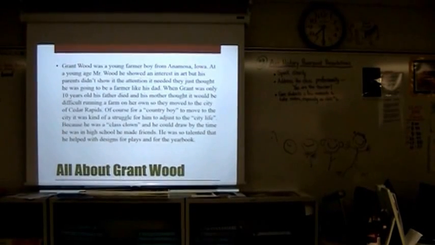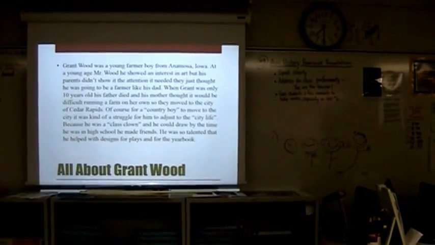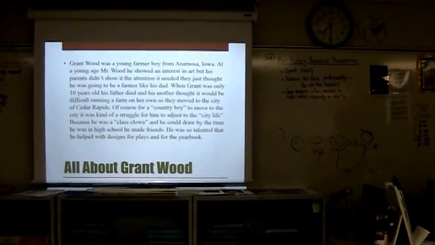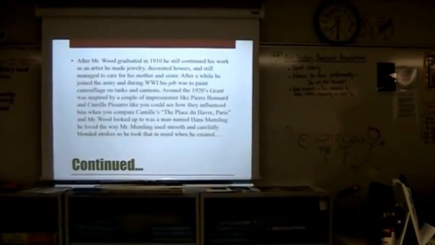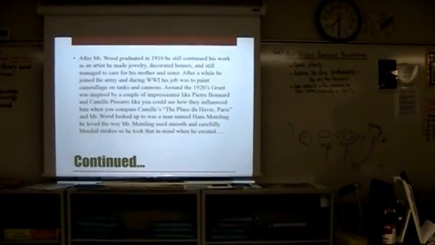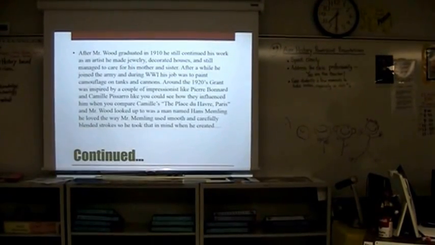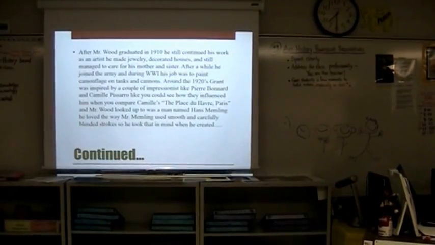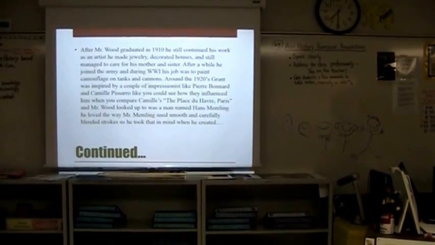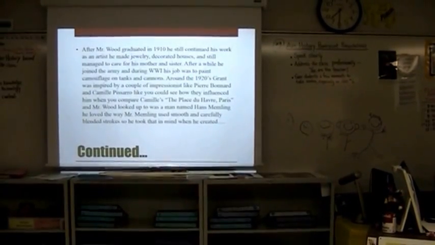He was a class clown and he could draw. By the time he was in high school, he had made a couple of friends. He was so talented that he helped with designs for plays and for the yearbook. Let's continue on talking about Grant Wood. After he graduated in 1910, he still continued his work as an artist. He made jewelry, decorated houses, and still managed to take care of his mother and sister.